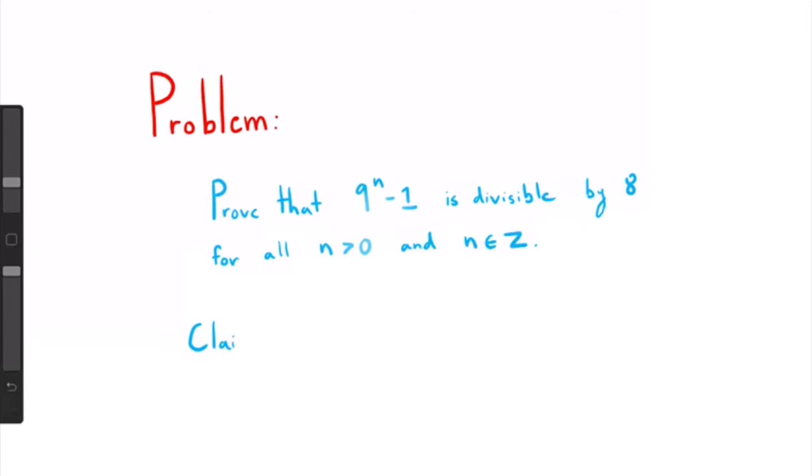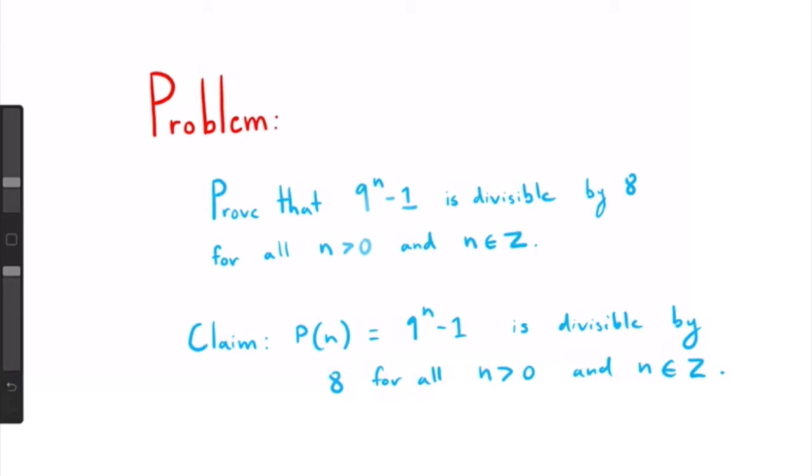To begin our proof, we will first write out our claim. For this part of the inductive process, we can simply pass in the thing we want to solve, which is 9 to the n minus 1 is divisible by 8 for all values if n is greater than 0 and n exists in integers. We will set this equal to P of n for the purpose of our proof.